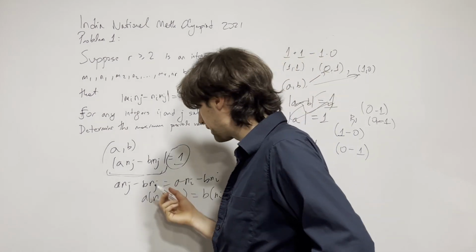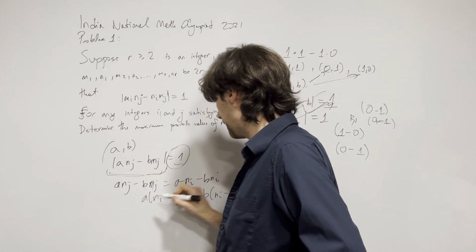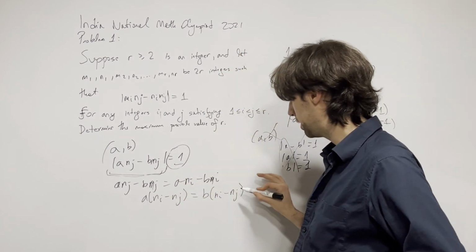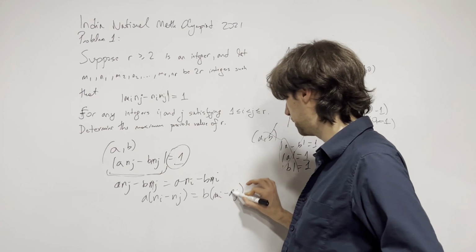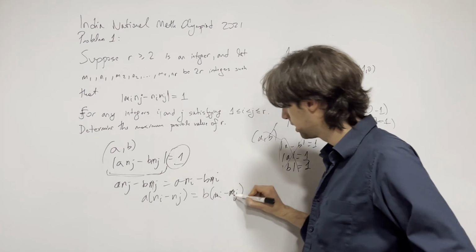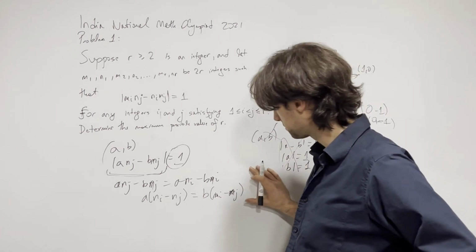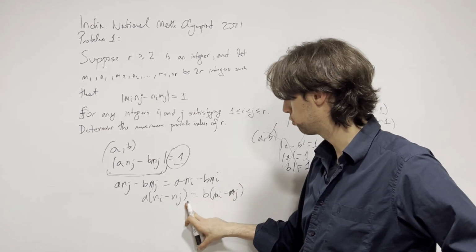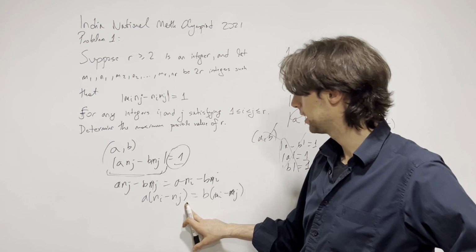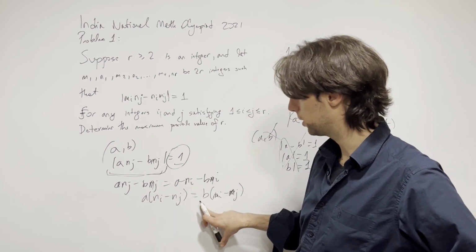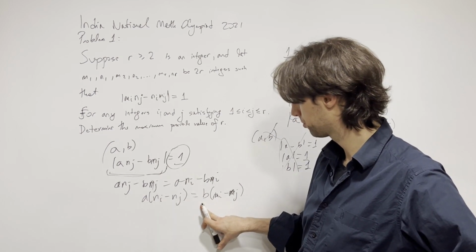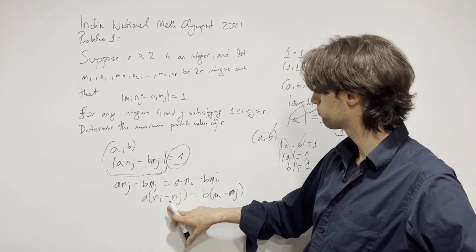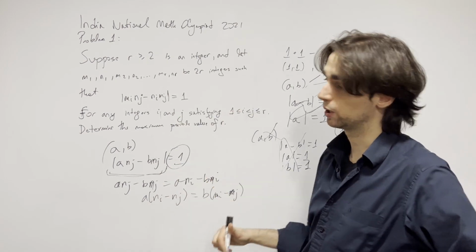Actually, wait a second, I've confused them again. This is B Nj, B Mi, and B Mj, so it's B Mi minus B Mj. So now, if they're equal, they satisfy this relationship. Now, A and B are relatively prime, so A divides this, B divides this. Maybe that's the route we want to go down.